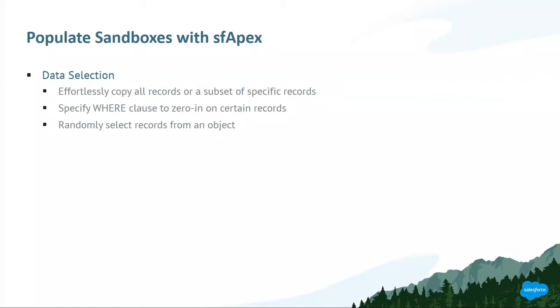Now you can also specify where clauses to zero in on the records that you're going after. You can also randomly select records, and this is really important if you're populating a testing sandbox where you don't want to pump it full of the same data over and over again, because if you do that, then you're not really getting the most value out of the test cases that your end users are running. So if you're able to randomize that data, you're really going to get more value because it's going to be a better data sampling of your entire data population that exists on your production org.